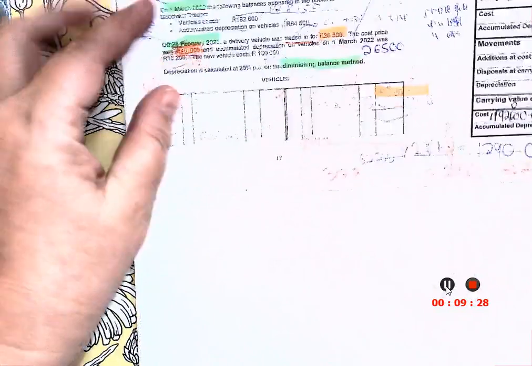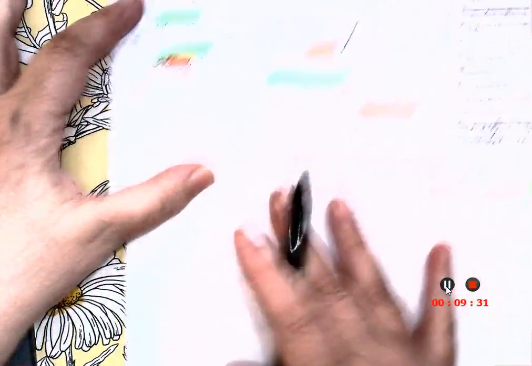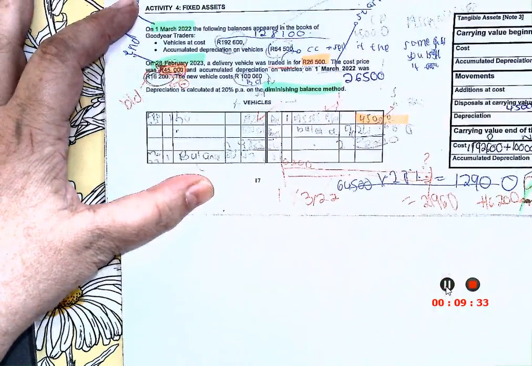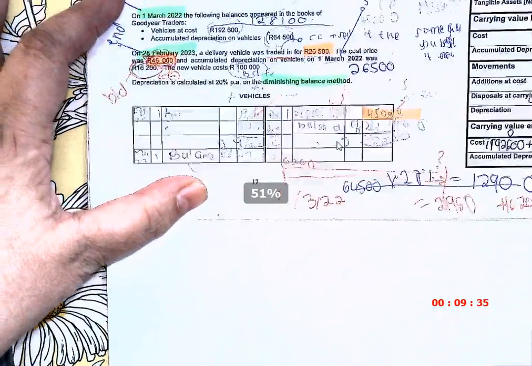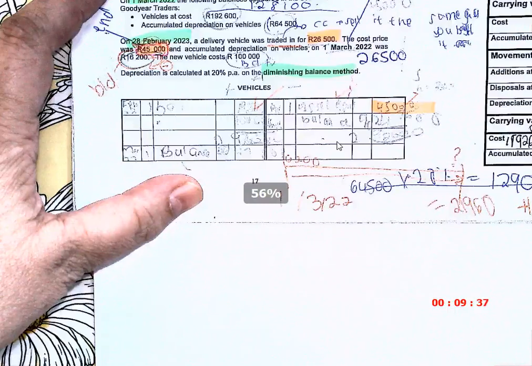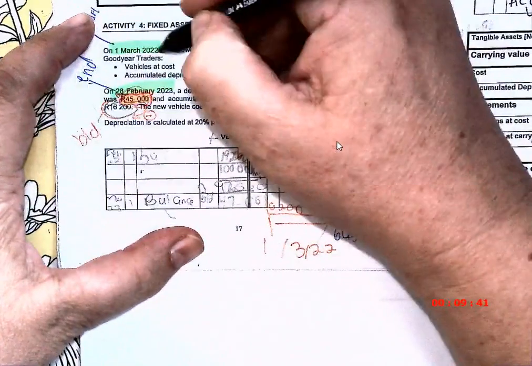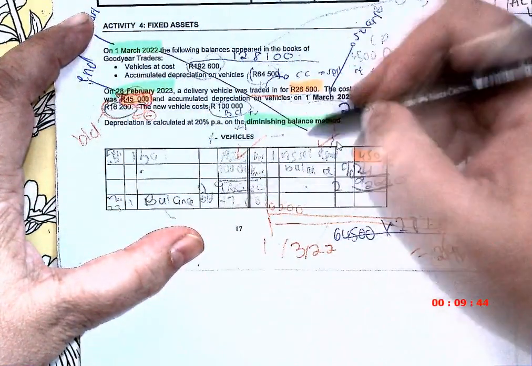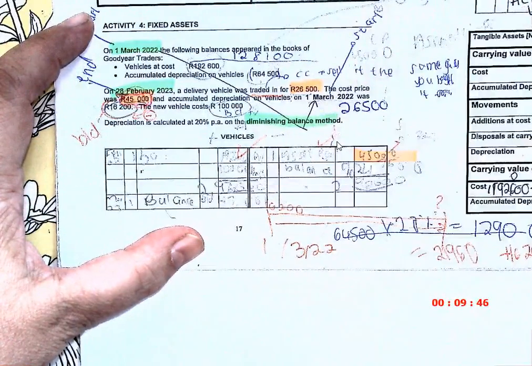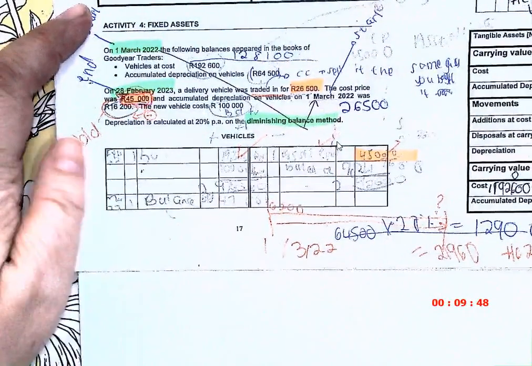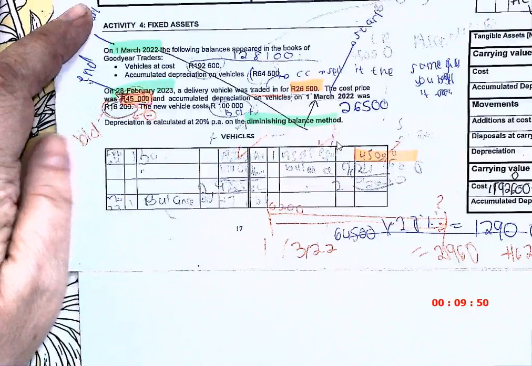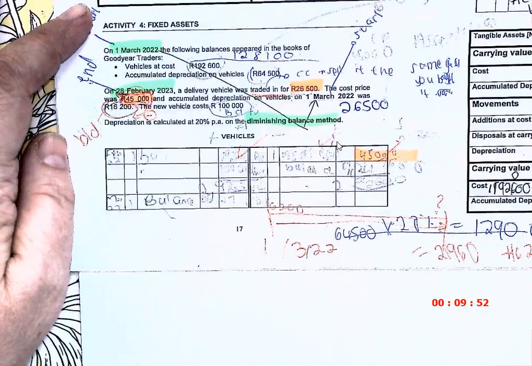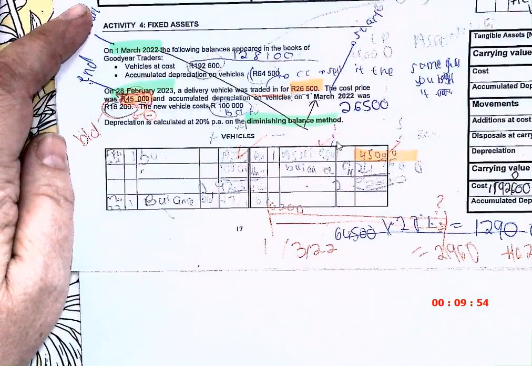So let's do activity 4 here. If I look, they say our year starts 1st March. Can you see that the asset disposal is also the 1st of March? I don't know where my arrow goes. Can you see it's also the 1st of March? Meaning I didn't have that vehicle at all this year, because I sold it the first day.